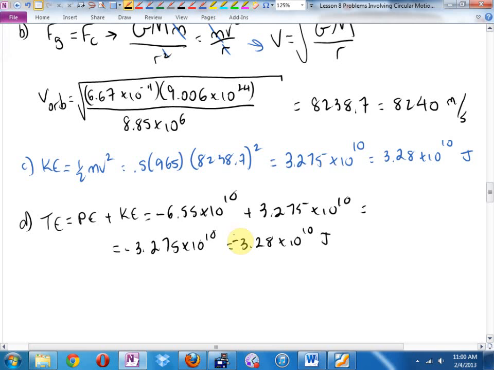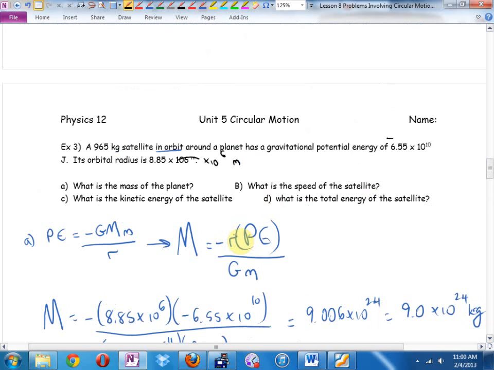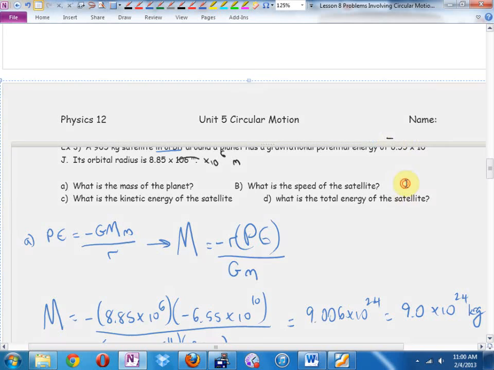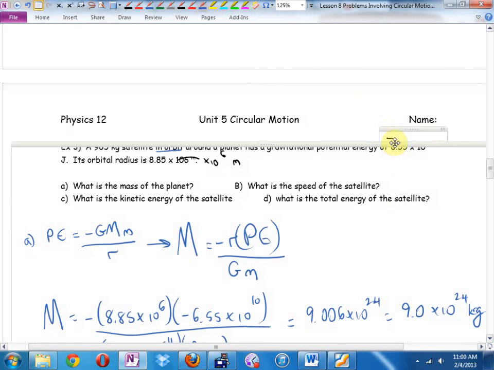In fact, if I'd said 5 minutes left and you were doing this question, you might have just taken the number that they gave you, that 6.55. You might have just taken this number here, quickly divided it by 2. There's your kinetic, flip a negative in front, there's your total.